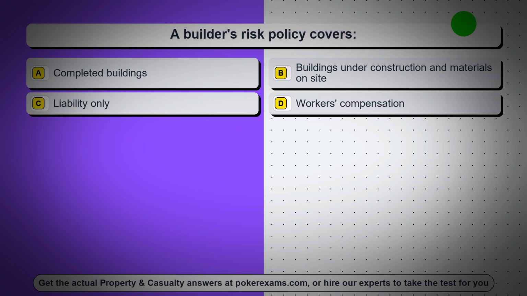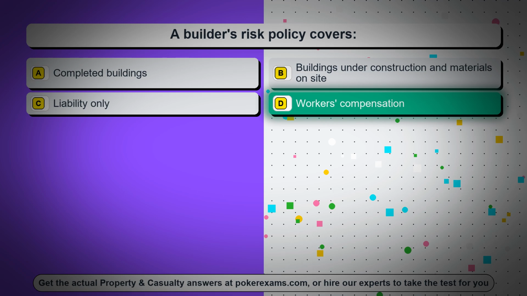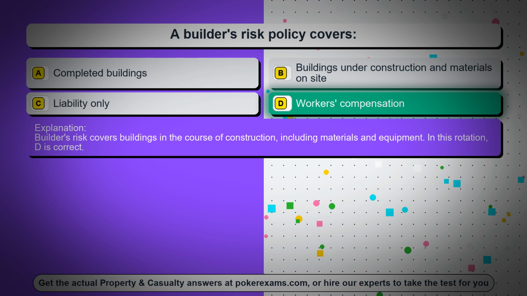Question 9. A builder's risk policy covers: Option A, completed buildings. Option B, buildings under construction and materials on site. Option C, liability only. Option D, workers' compensation. The correct answer is option D, workers' compensation. Builder's risk covers buildings in the course of construction, including materials and equipment. In this rotation, D is correct.